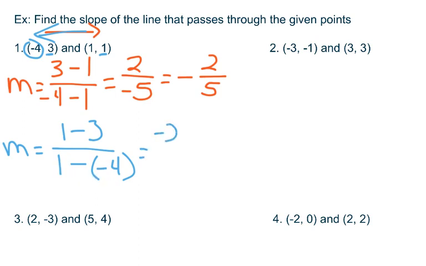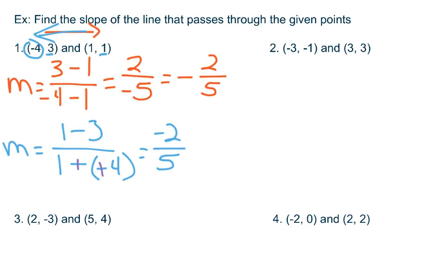So 1 minus 3 is negative 2. 1 minus negative 4 is the same thing as 1 plus positive 4. 1 plus 4 is 5. And what you see, or what I hope you see, is that these two answers are the same. Okay, you can write it as 2 over negative 5, negative 2 over positive 5, or just negative 2 over 5. Okay, either one of those three would be perfectly acceptable.